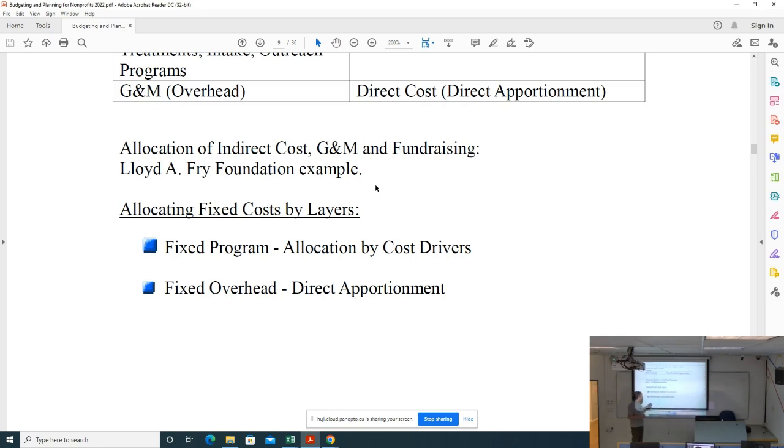And I will show you that the cost drivers method is more complicated, and therefore my suggestion is to use it for the fixed program cost, while the direct apportionment is a simpler method, and therefore my recommendation is to use it only for the overhead. Now, let me explain why.